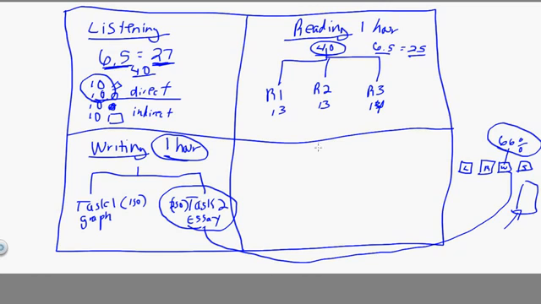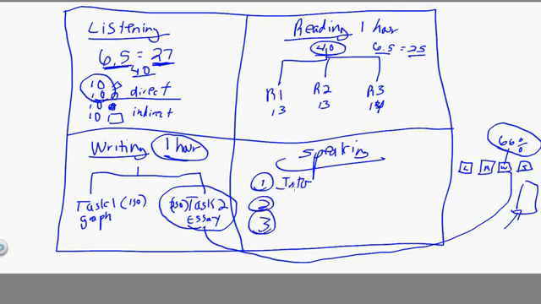All right. Now, the last part on the IELTS exam is the speaking. Now, for the speaking, we have 3 parts to the speaking. You have the introduction, and you have the card presentation, and you have the opinion.